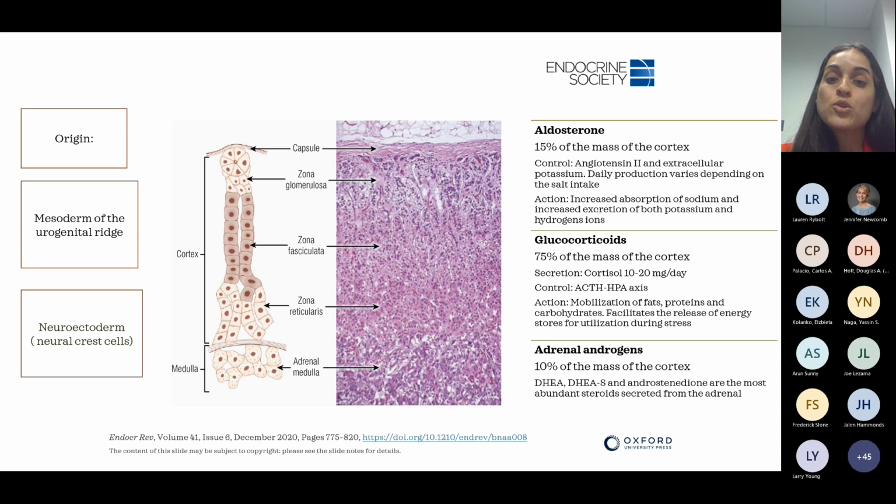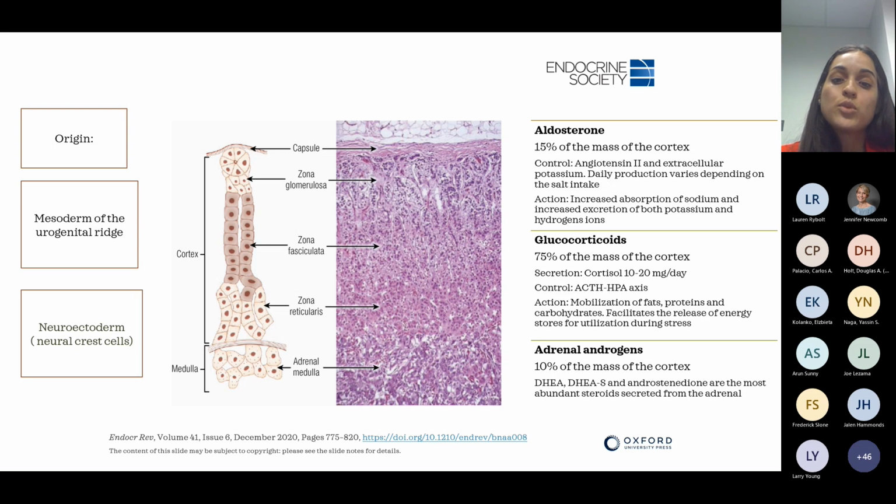The zona glomerulosa is going to be controlled by angiotensin II and the extracellular potassium. And the production of aldosterone is going to vary depending on the salt intake. We know that the action of aldosterone is that it's going to increase the absorption of sodium, and it's going to increase the excretion of potassium and hydrogen.